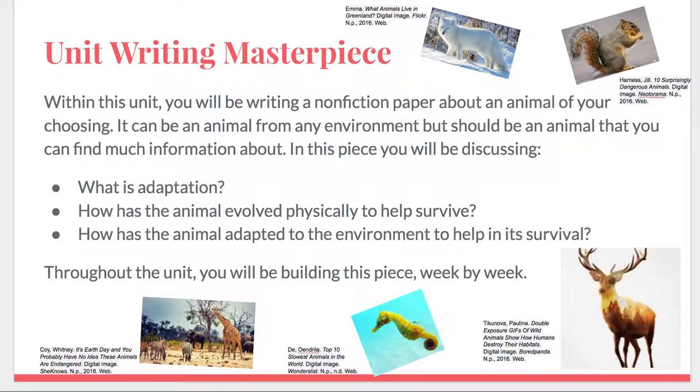Your unit writing masterpiece, and I want you to start thinking about it, especially in first week, is you're going to be writing a nonfiction paper about an animal of your choosing. It can be an animal from any environment, but it should be an animal that you can find much information about. Throughout this piece, you're going to be referring to your animal in a topic about adaptation, how the animal evolved physically to help it in its survival, and how has the animal adapted to the environment to help in its survival. So every week we'll be working together to try to build this paper together, so make sure that you stay up to pace on your writing masterpiece.